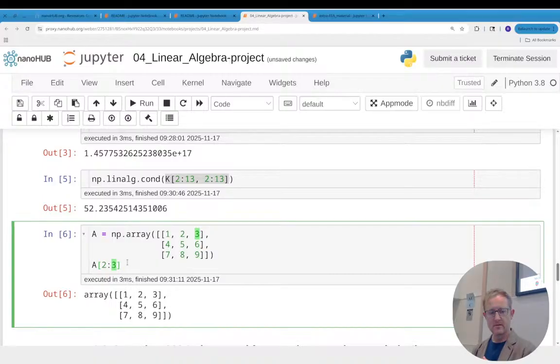Or am I doing it? No, 2 to 3. What's it going to give? Yeah, what am I going to get? 2 to 3. Is it going to give me rows, columns, a single value? Let's find out.